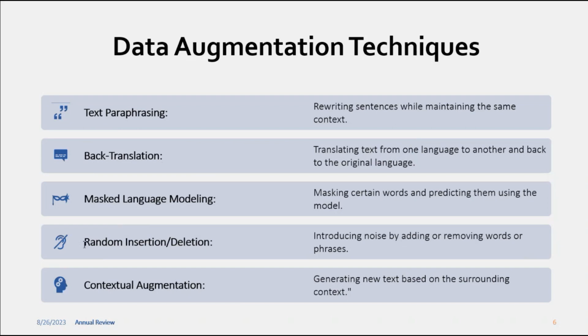Then we have contextual augmentation. This one is like completing a puzzle. You have a sentence and you want to add more sentences that fit perfectly with it. For example, if you have a sentence, he walked into the bakery, contextual augmentation might generate something like, the smell of freshly baked bread filled the air. So it's like expanding a story based on what's already there. The new text makes sense in the context of the original sentence, like adding more pieces to a puzzle until the picture is completely full and covered.